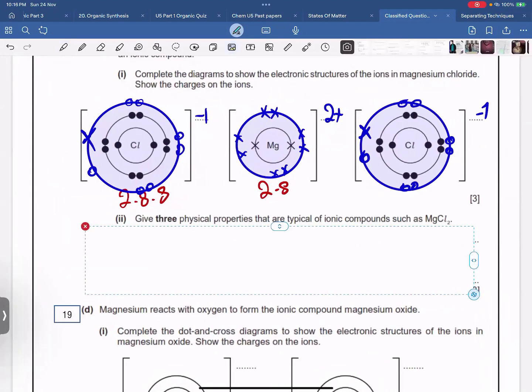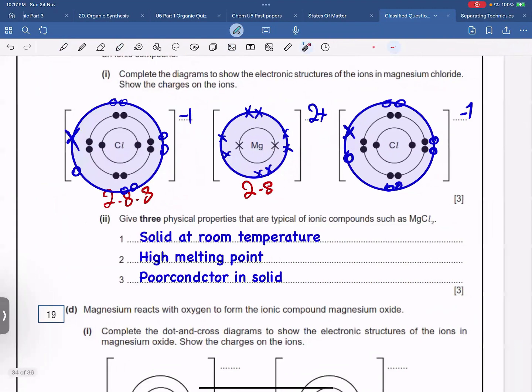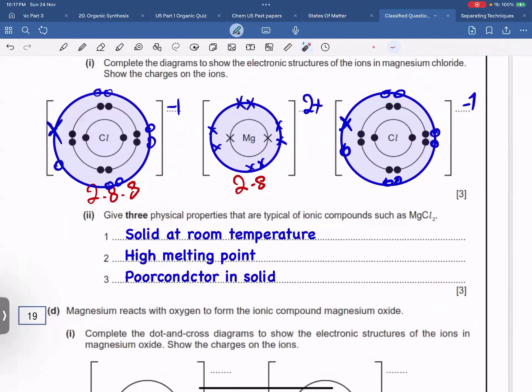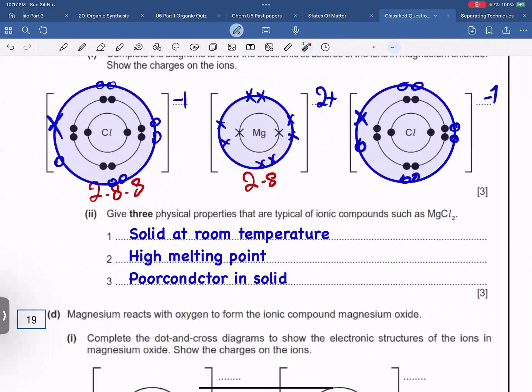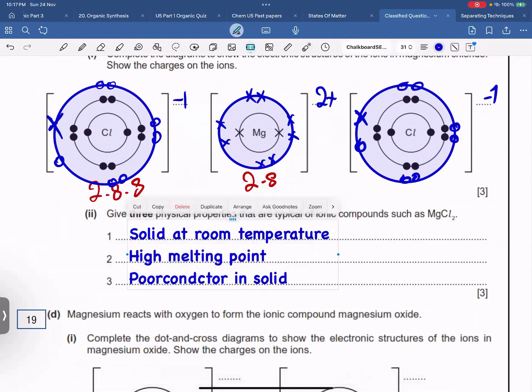Okay? Give the 3 physical properties that are typical for an ionic compound such as magnesium chloride. So first one, solid at room temperature, has a high melting and boiling point, poor conductor of electricity in solid only. You can write as good conductor in aqueous form.